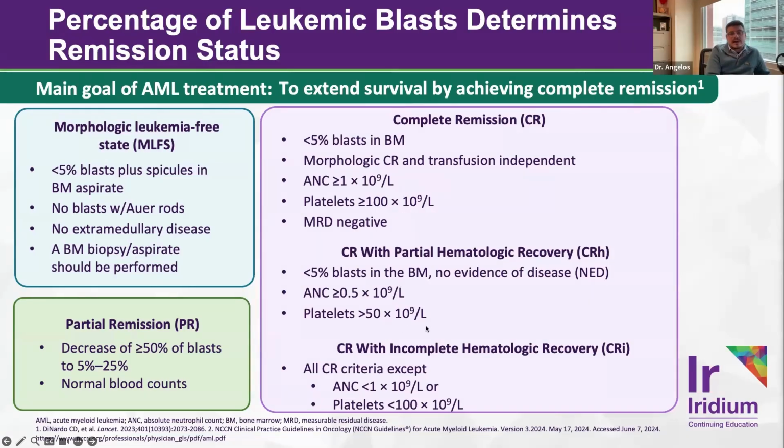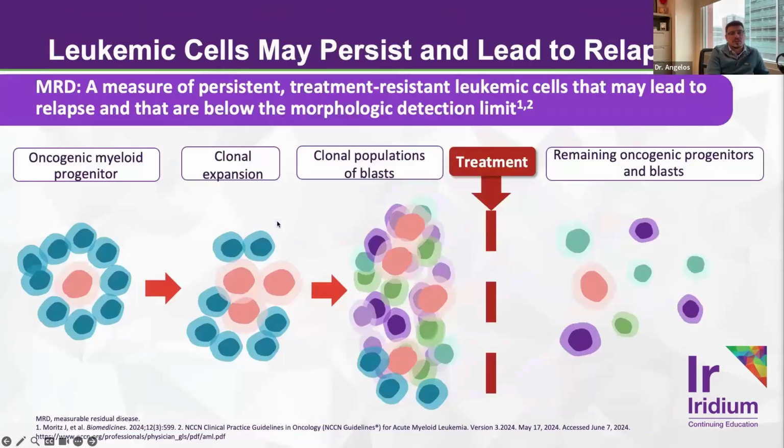We have various classifiers in case the hematological recovery is not up to snuff. We call these things partial hematological recovery or incomplete hematological recovery. There's some other flavors that we also use for trial purposes, but really morphological CR is the key benchmark we want to get into. It's also very important now to consider MRD negativity. And what MRD stands for is measurable residual disease.